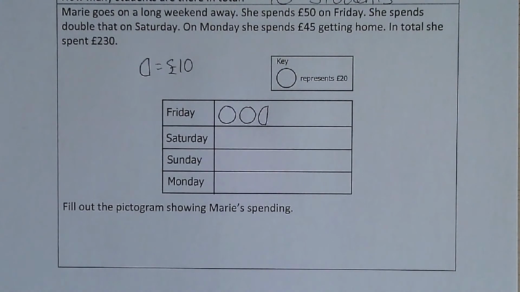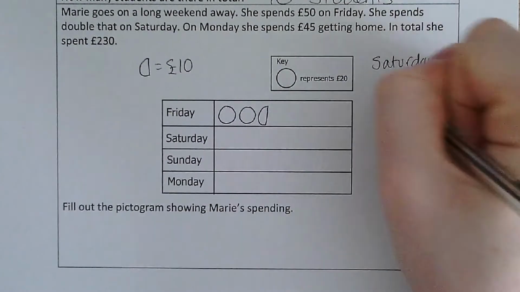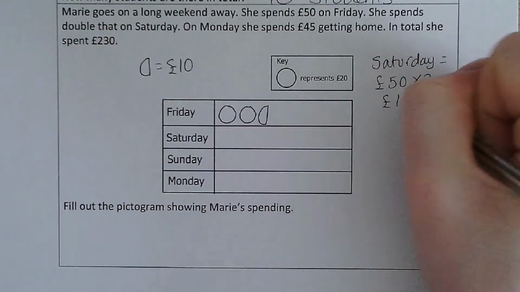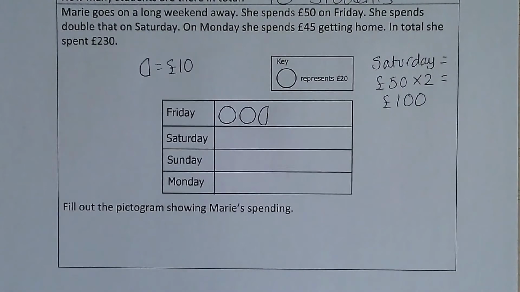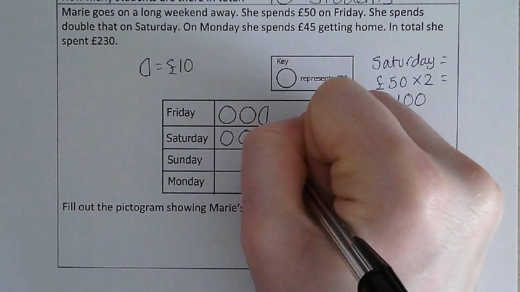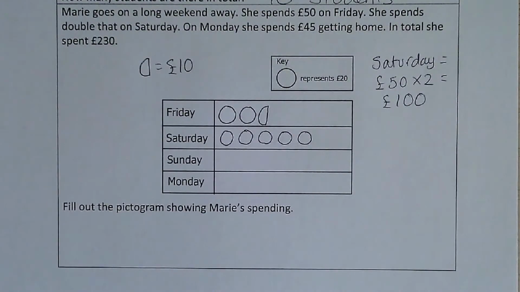We now look at our next piece of information, that she spends double that amount on Saturday. Well, for Saturday, double would be £50 times 2, and that's going to give us £100 to spend. So we're going up in multiples of 20. We have £20, £40, £60, £80, and £100. That's 5 full circles.